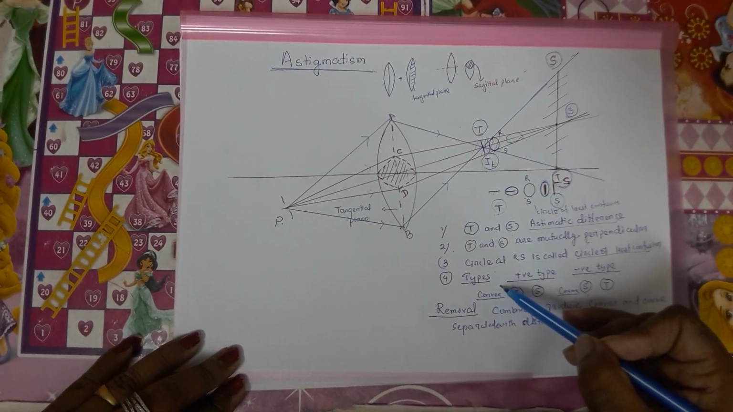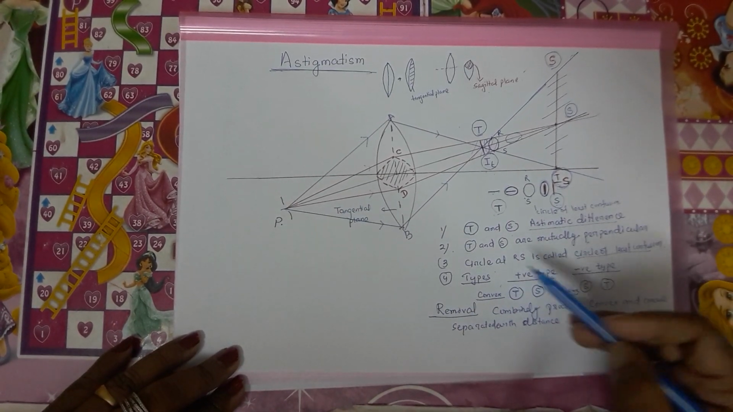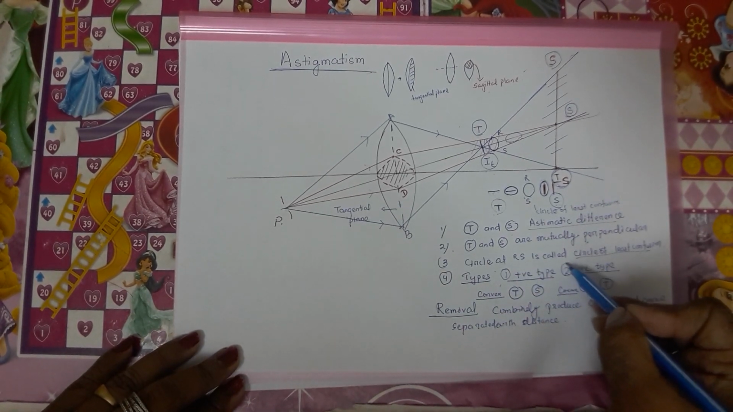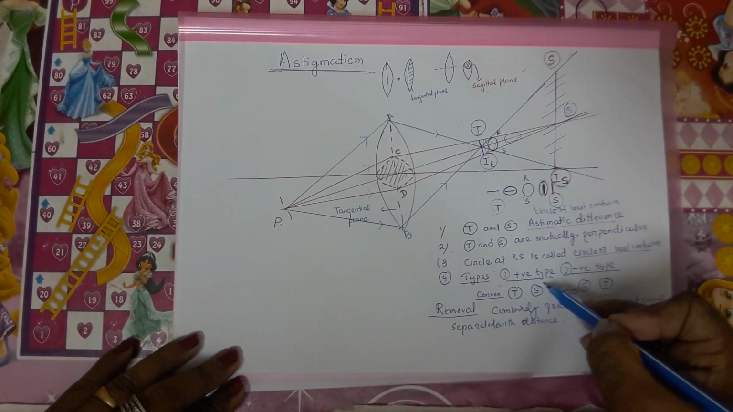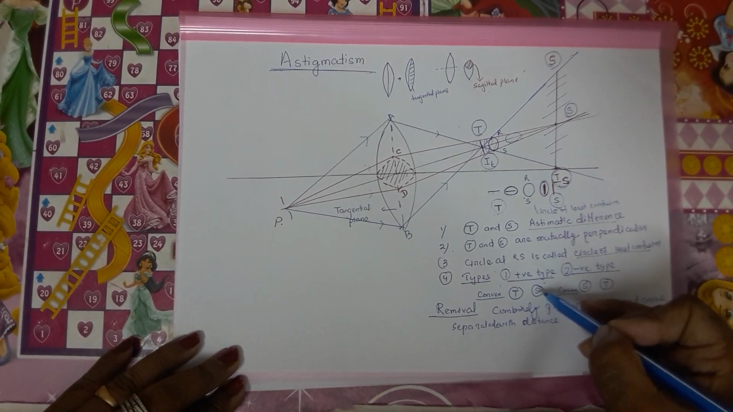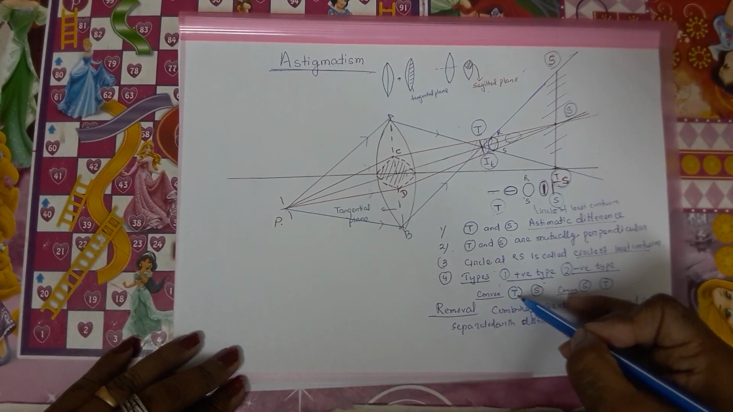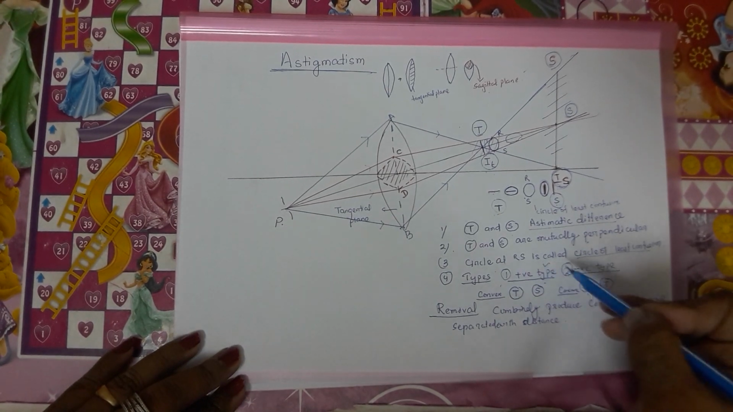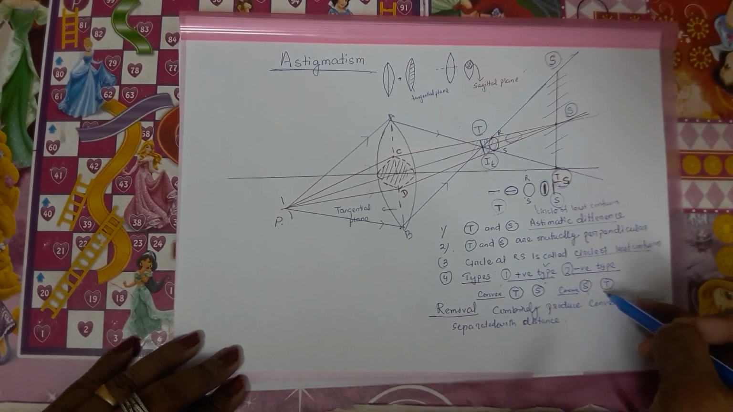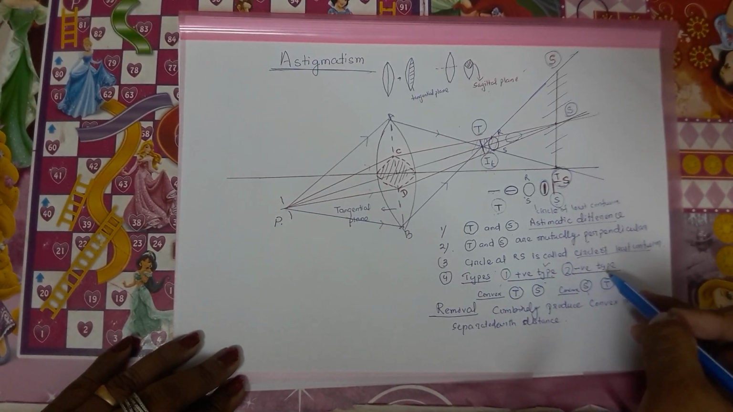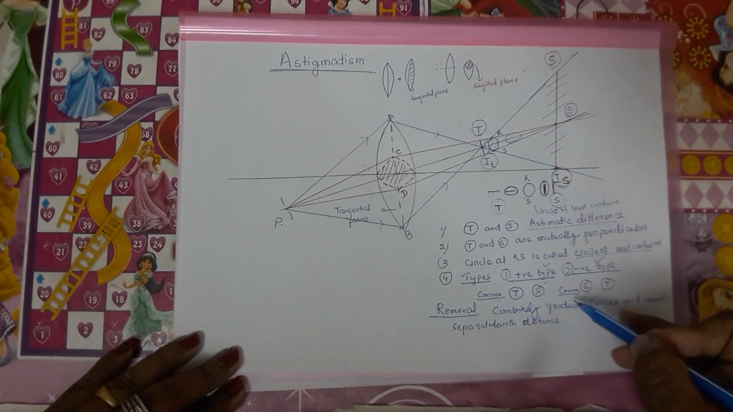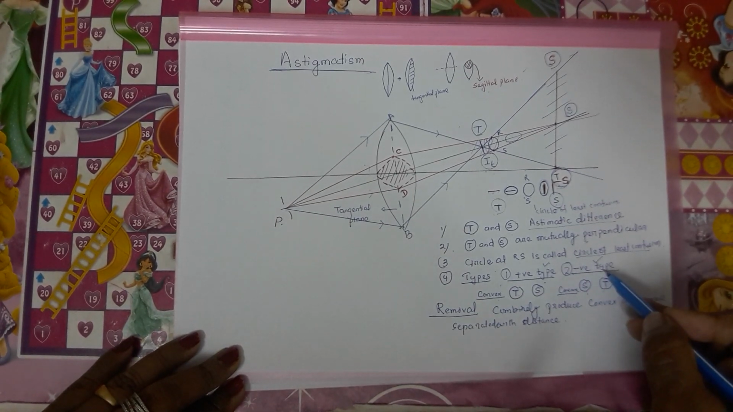Now, the types of astigmatism. There are two types of astigmatism. One, positive type astigmatism. Second, negative type astigmatism. In positive type astigmatism, if the image S is placed to the right of the T position, then this is called positive type astigmatism. If S is placed to the left of the T position image, then this type is called negative type astigmatism. The convex lens produces positive type astigmatism. The concave lens produces negative type astigmatism.